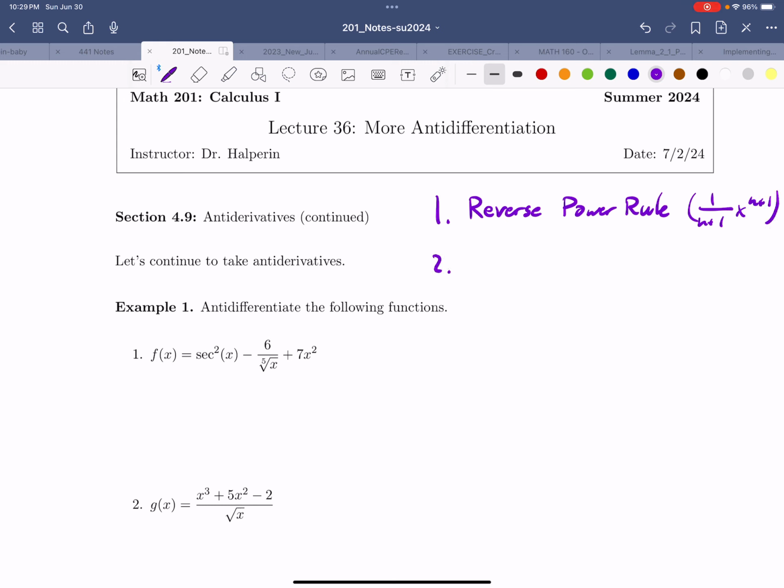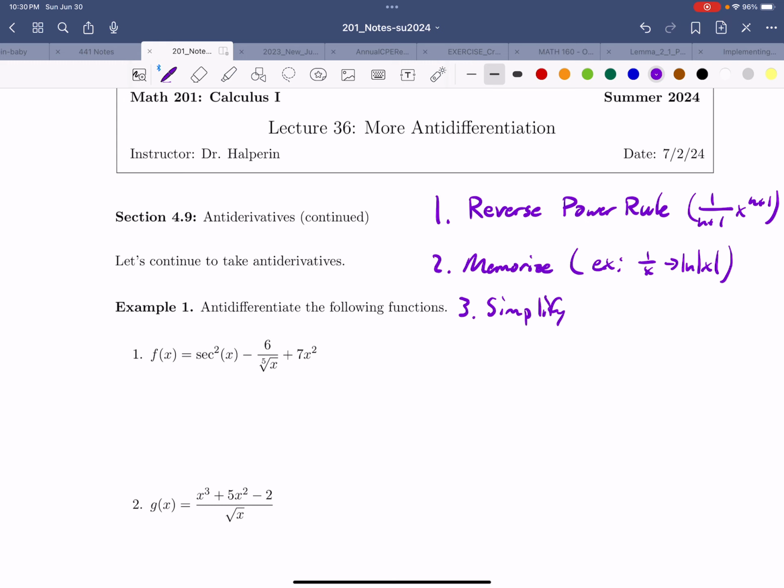Number 2 is memorize. And this I just mean, like, for example, 1/x goes to ln of the absolute value of x. Right? You just have to remember that one. And then number 3 is simplify first. Right? Simplify, then go back and do numbers 1 or 2.